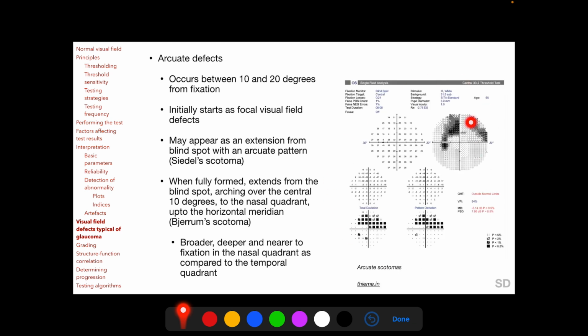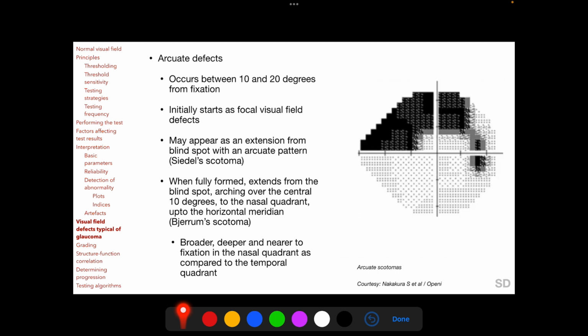In this report, we find an arcuate defect both in the total deviation probability plot and the pattern deviation probability plot, and both are similar in appearance, although as we have mentioned previously, the pattern deviation plot is the more important one to consider. In this figure, we see a fully formed arcuate defect extending from the physiological blind spot and involving almost the entire supranasal sector of the visual field apart from the area near central fixation.